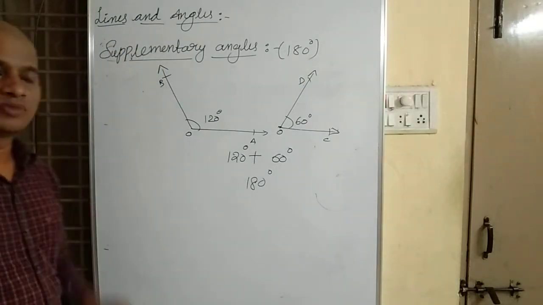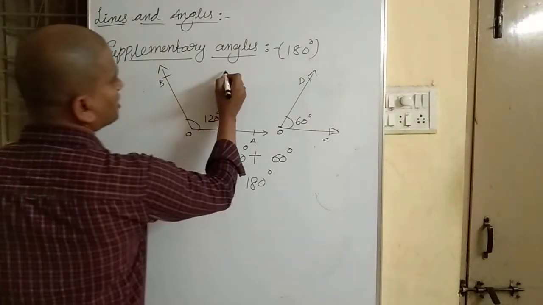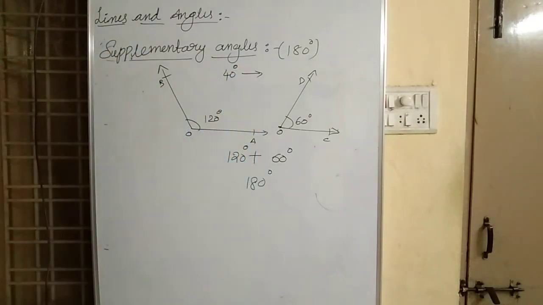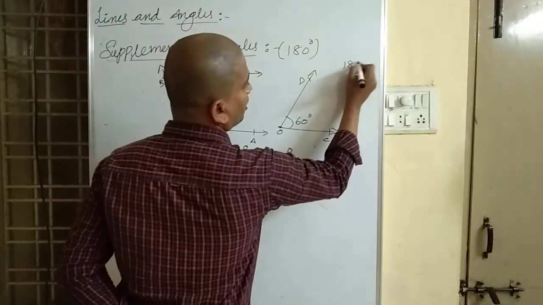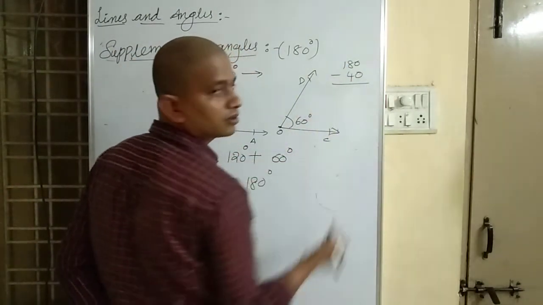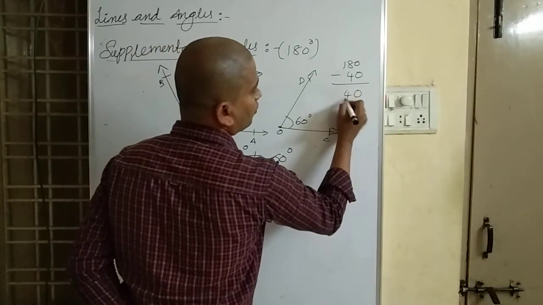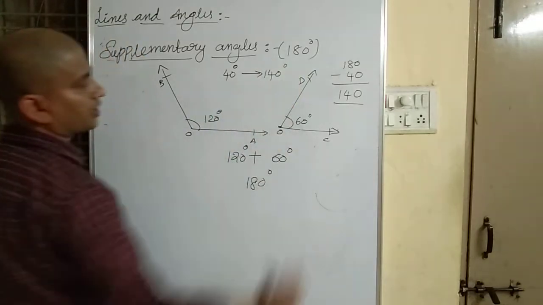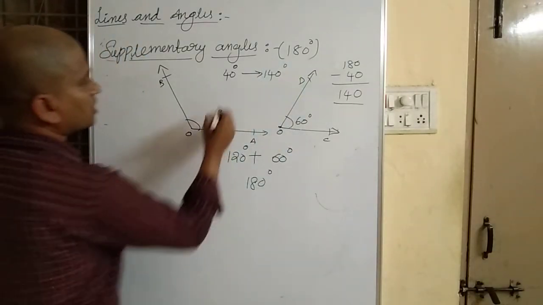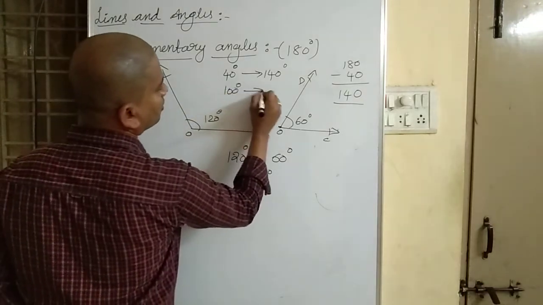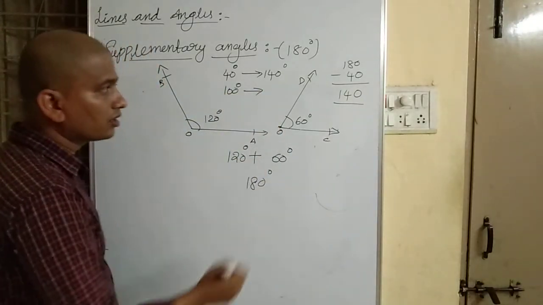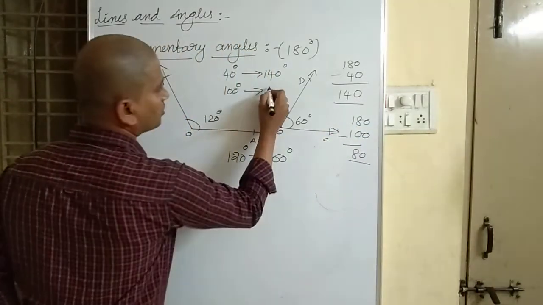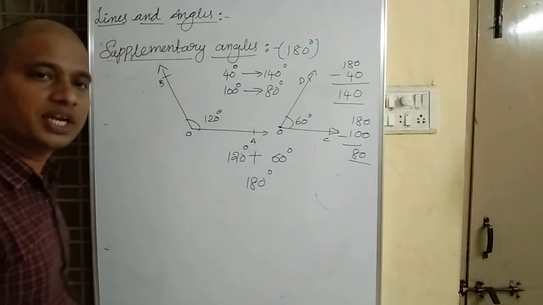Supplementary to each other. Suppose, can you say what is the supplementary angle of 40? From 180 we have to subtract 40. 8 minus 4 is 4, I mean 140. So the supplementary angle of 40 is 140 degrees. Can you say what is the supplementary angle of 100? From 180 we subtract 100, which is equal to 80. So the supplementary angle of 100 is 80.